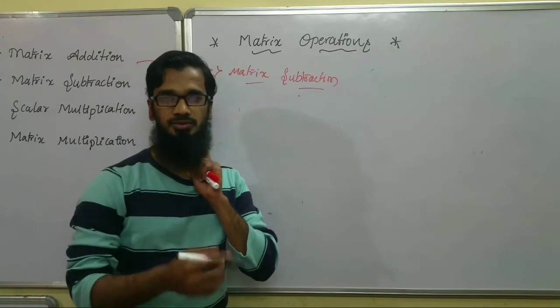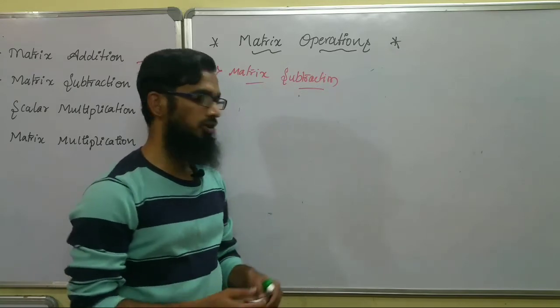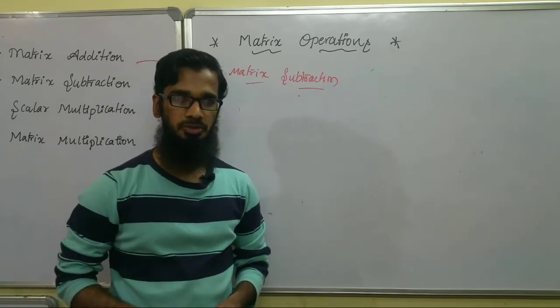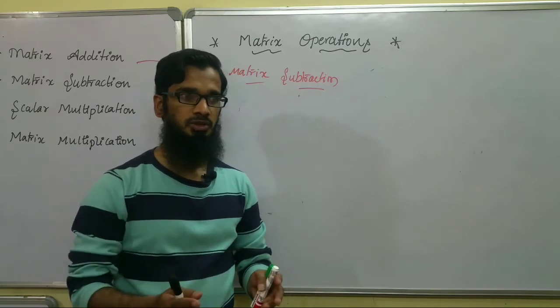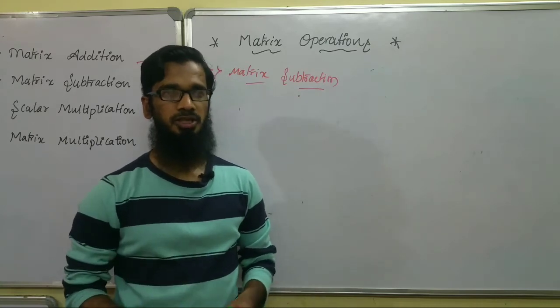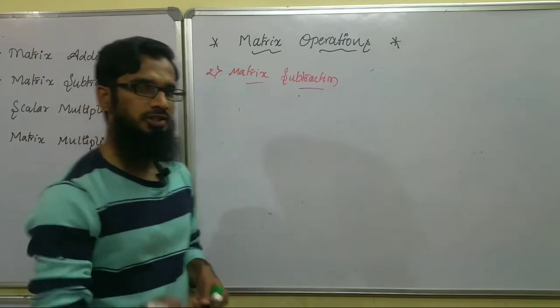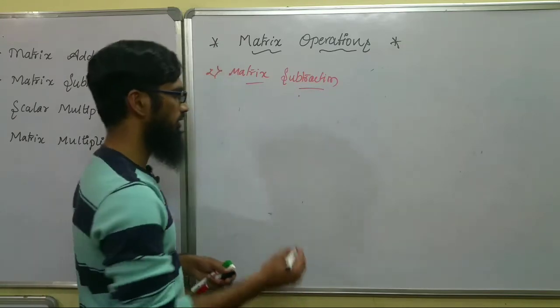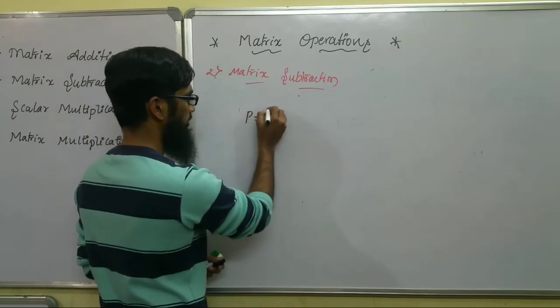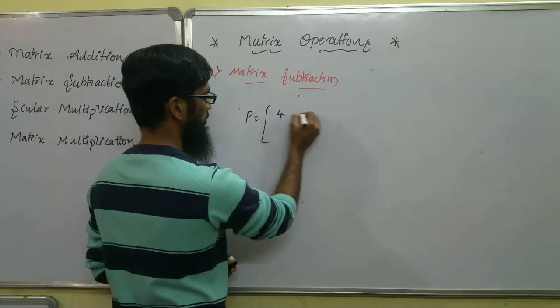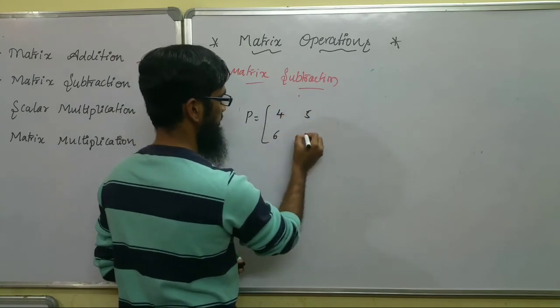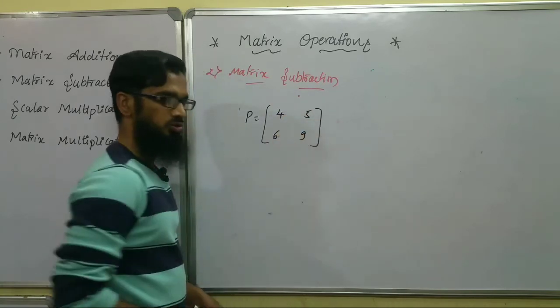Okay, next step is, after finding the order of the matrix, if it is the same, we'll go for the second step, that is the subtraction or addition of the matrix. Now I'll go for one more example here. So if I take matrix P is equal to 4 5 6 9. Okay, so this is a matrix P.